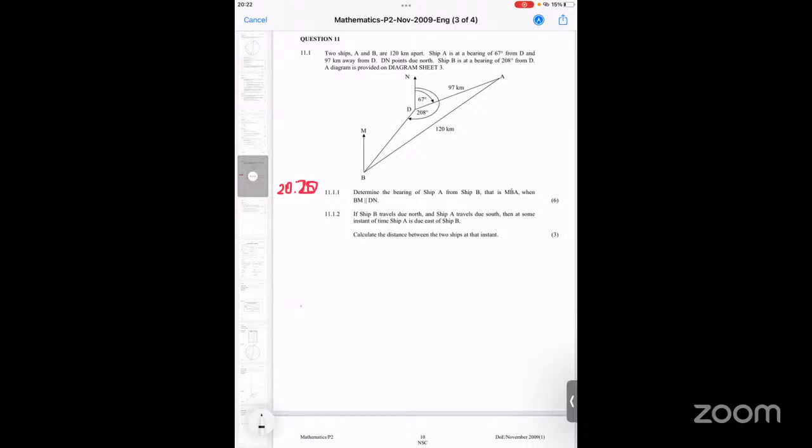Okay. So, we've got angle BDA, and we've got the sides AB and DA. So the sine rule says, well, if we were to use it, it will go sine BDA over 120 is equal to sine DBA over 97. Okay, 100%. That is the way to start it.